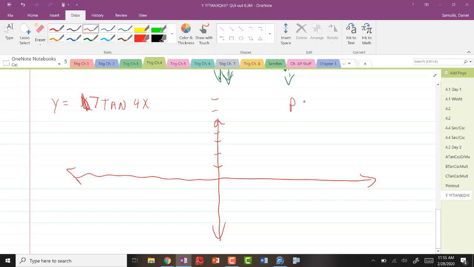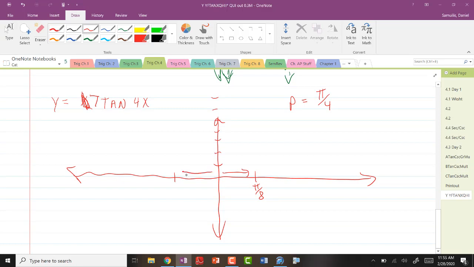Okay, so what's the period? It is flat out pi over 4. Okay, so what do I do for tan? Do I put pi over 4 there? Or what do I do? What's the rule? The rule is you take half of the period. This is half the period. This is half the period. That equals the full period.